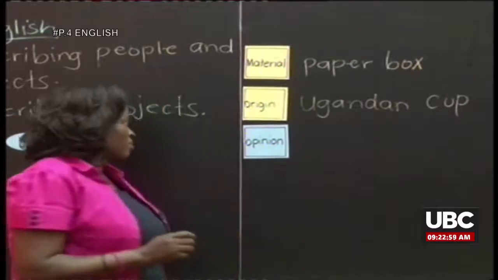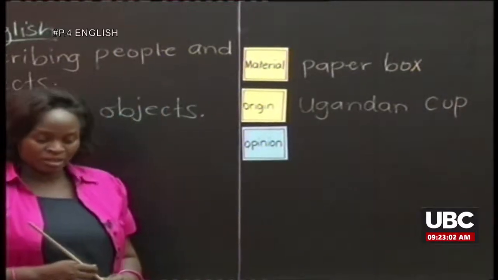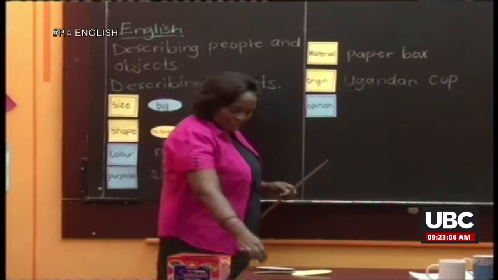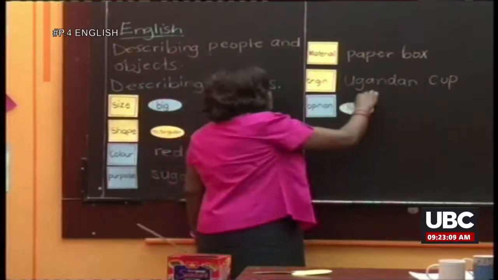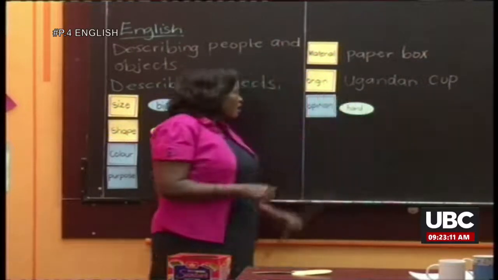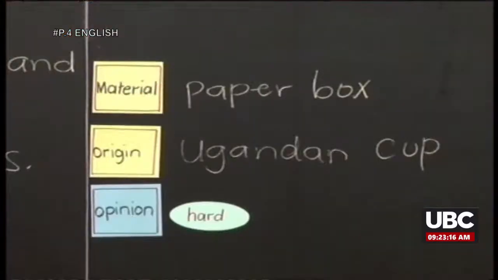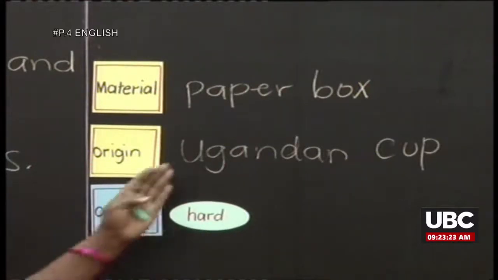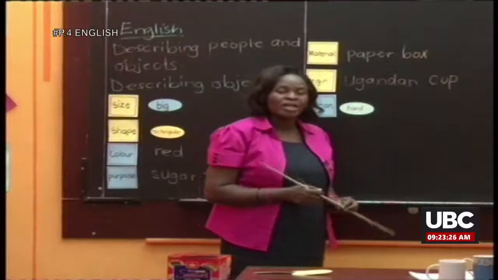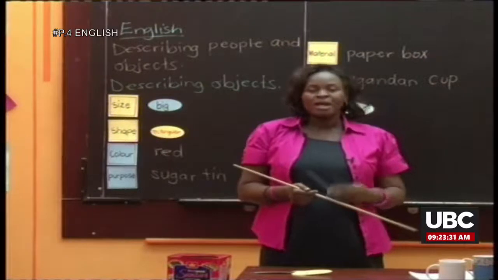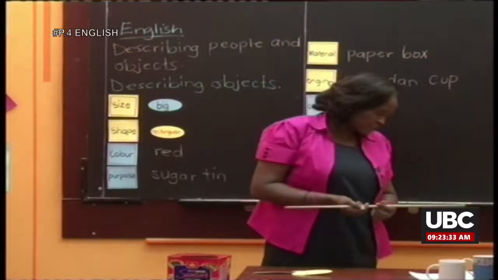That's where it came from. That's the origin. So the opinion. What's your opinion? Is it a good book? You can say it's maybe a hard wood. You can describe it using that. After using it, you can use anything. You can use smooth, rough, soft, and so on. So those are the adjectives which we can use, or which we can look at as we describe our objects.